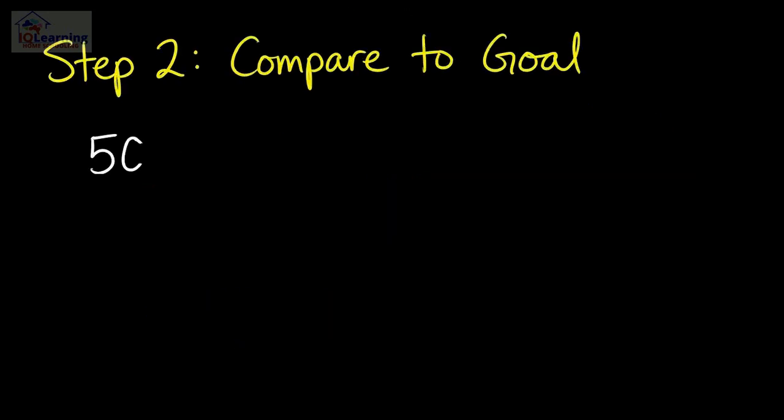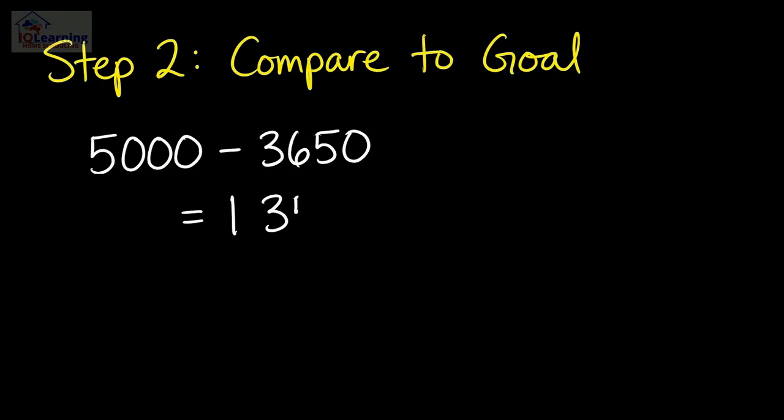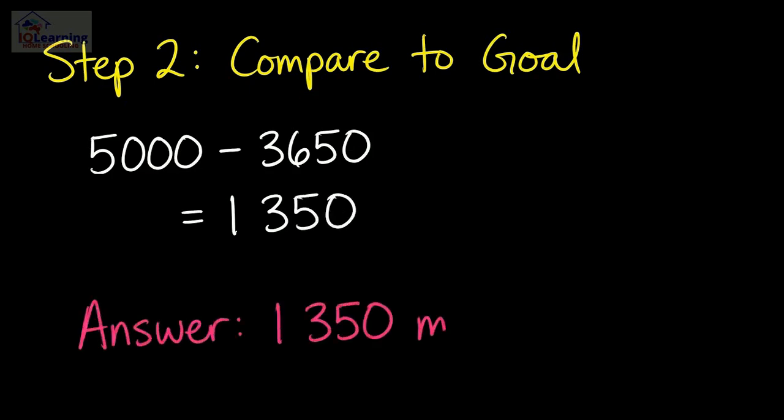Next, compare that total to the goal. We subtract 3,650 from 5,000. That gives 1,350. They need to sell 1,350 more tickets.